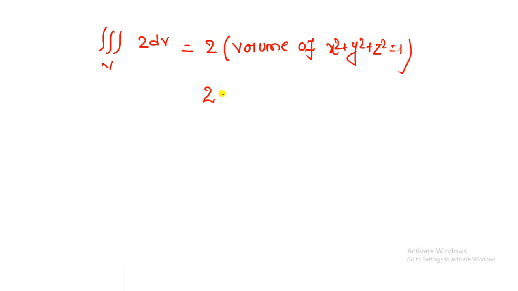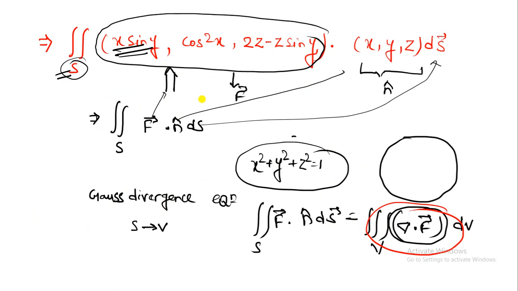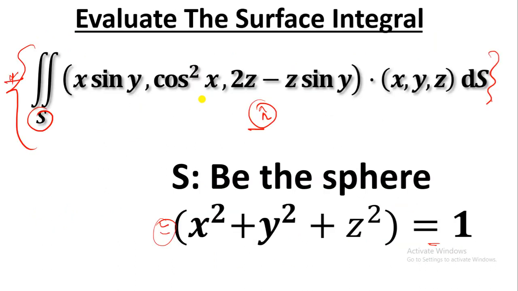And what is the volume of that sphere? It will be 4 by 3 pi r cube, where r is 1. What you will get is 8 by 3 pi. So this is the question, which is a bit of a modification of the Gauss divergence theorem.